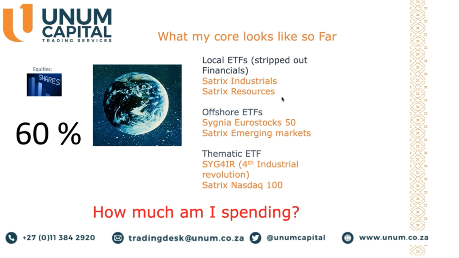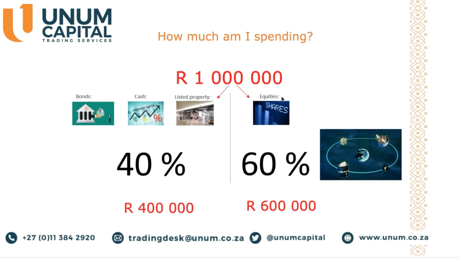Now, how much am I spending? Again, I don't expect everyone in the room to have $1 million, but this is just for easy maths. We've gone 40, 60 on $1 million. That means 400,000 of my million is going into bonds, cash, and listed property, and the bulk of it into equities, ETFs.